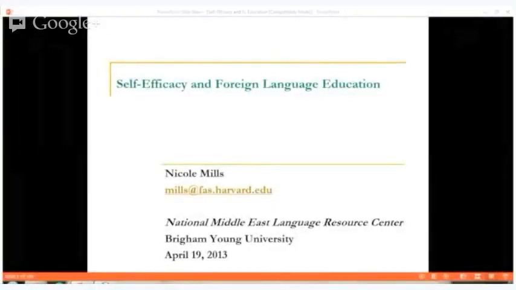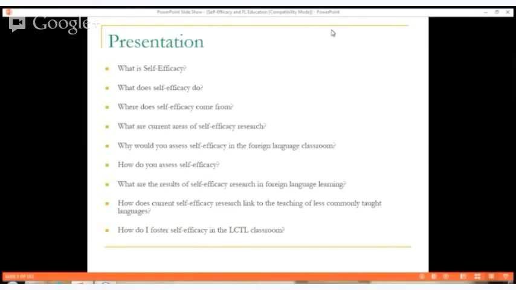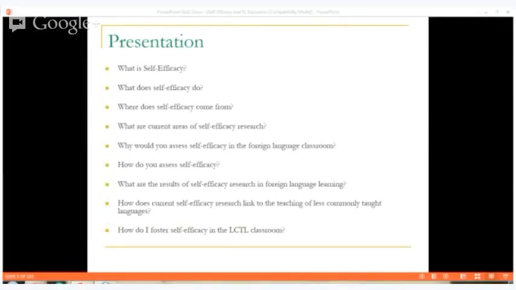Okay, so just to provide you with an overview of my presentation, the first thing I'm going to talk about is what is self-efficacy? Then what does self-efficacy do? Where does it come from? What are current areas of self-efficacy research? How would you assess self-efficacy in the foreign language classroom? What are the results of self-efficacy research in foreign language learning in particular? How does current self-efficacy research link to the teaching of less commonly taught languages? And then how can you foster self-efficacy in the less commonly taught language classroom and in the more commonly taught language classroom? So what is self-efficacy?